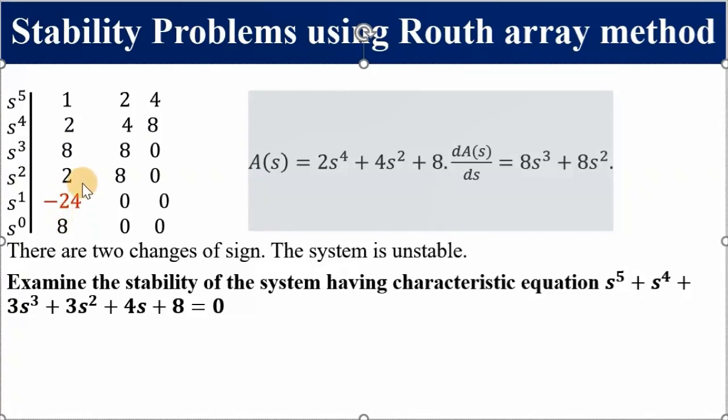We are now going to evaluate, and when we are evaluating, we take note of this first column. We've got two changes in sign, from plus to minus, from minus to plus, and we can safely say the system is unstable. And guys, this is for you. Ignore it to your own peril.